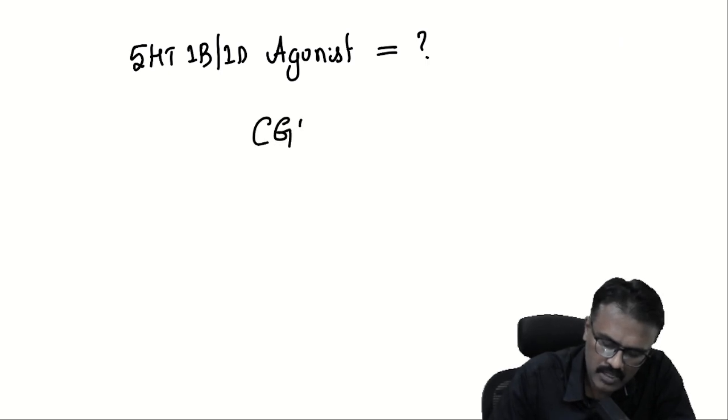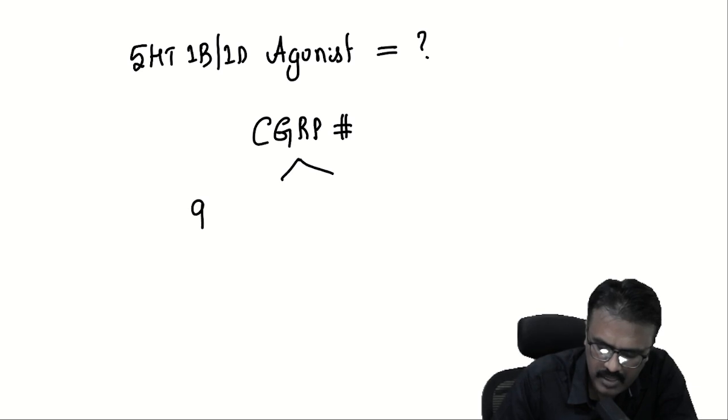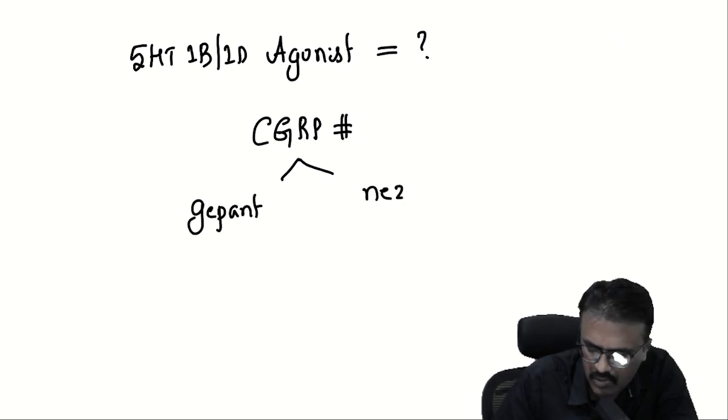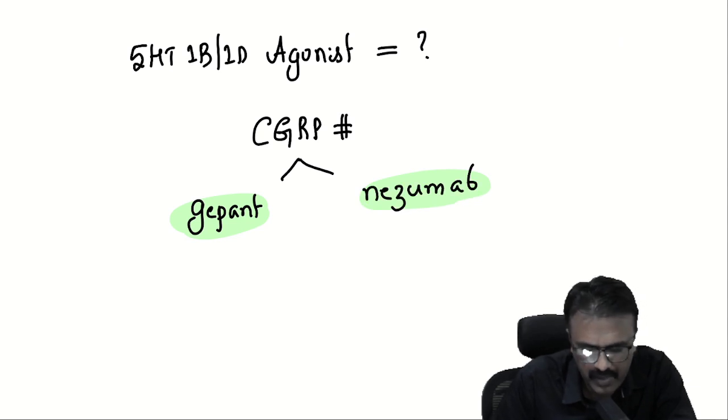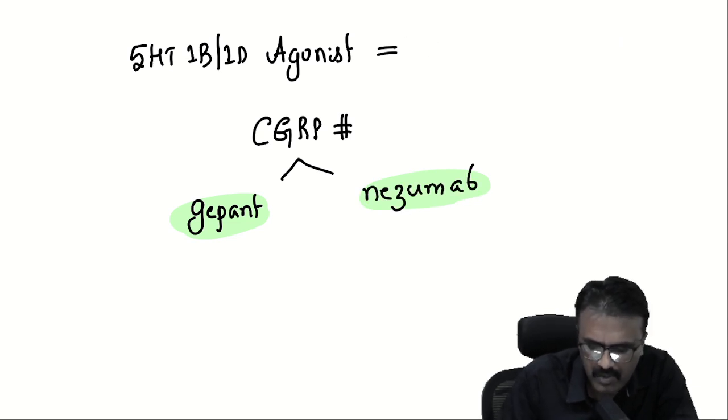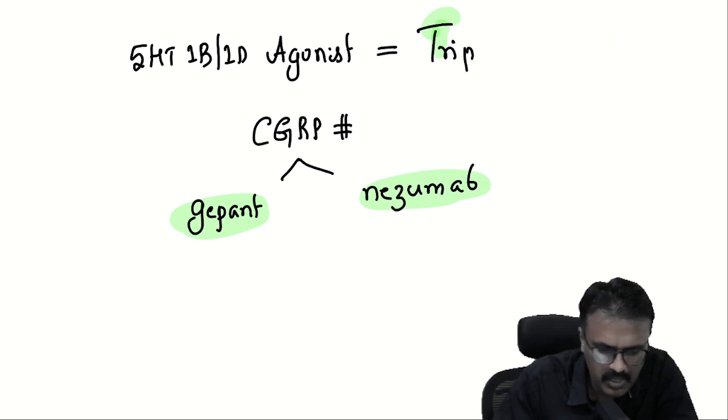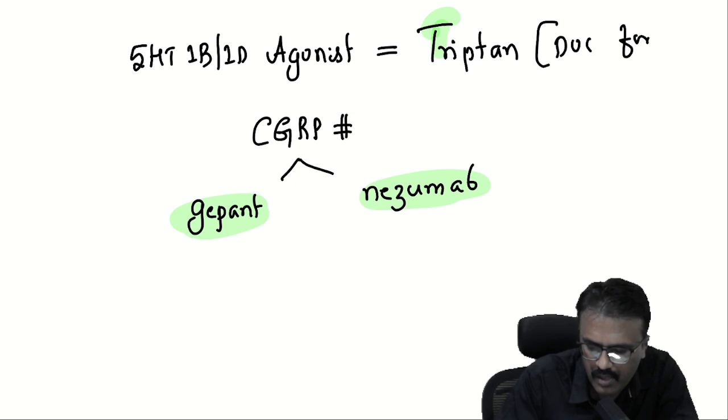So what is CGRP antagonist? The drugs either end with gepant or they end with nezumab. If they end with gepant, these are for attack of migraine; nezumab for prophylaxis of migraine. What is this 5-HT 1B 1D agonist? They are triptans, you know, sumatriptan, like that. Triptans are the drug of choice for acute attack of migraine.